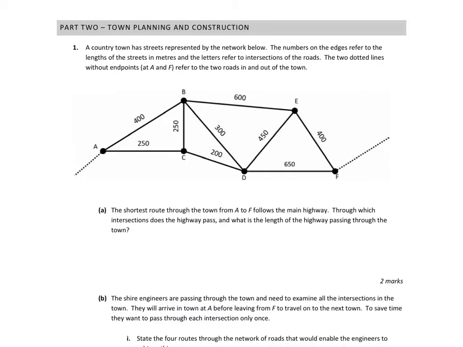If we were to go through B across to E and down to F, we'd have a total of 1,400. If we were to go from A through C down to D and across to F, we end up with a total of 1,100, and that's actually our shortest path. So the answer there, through which intersections does it pass? Well, it goes through A, C, D and F, and that gave us a total of 1,100 metres.